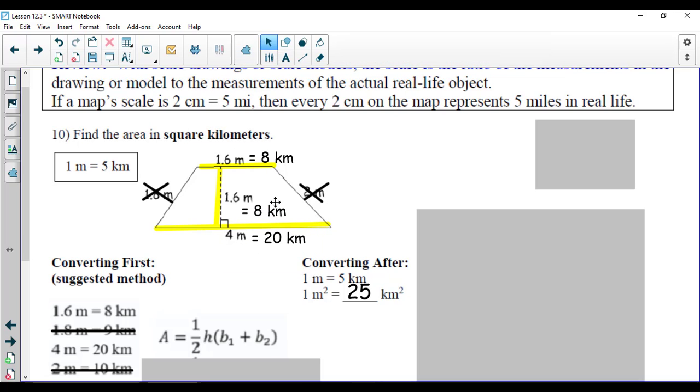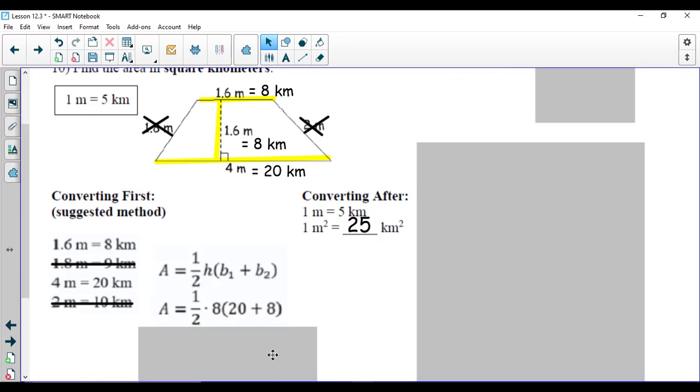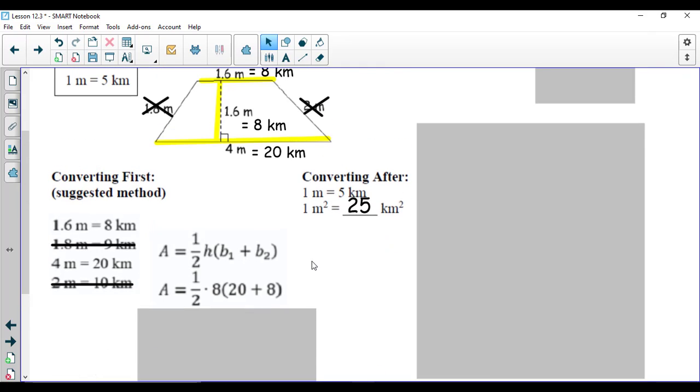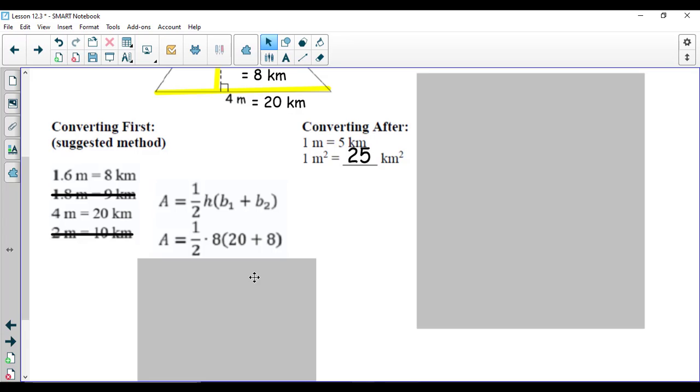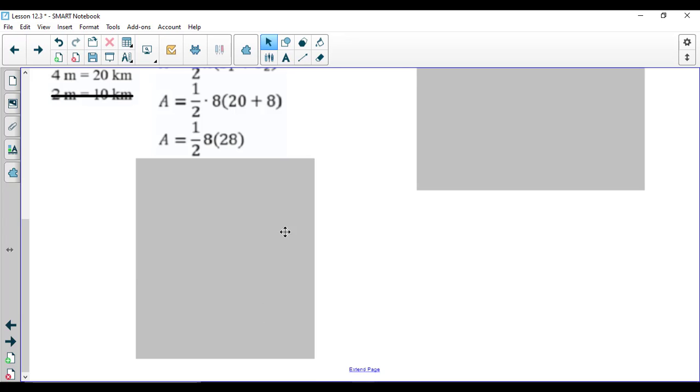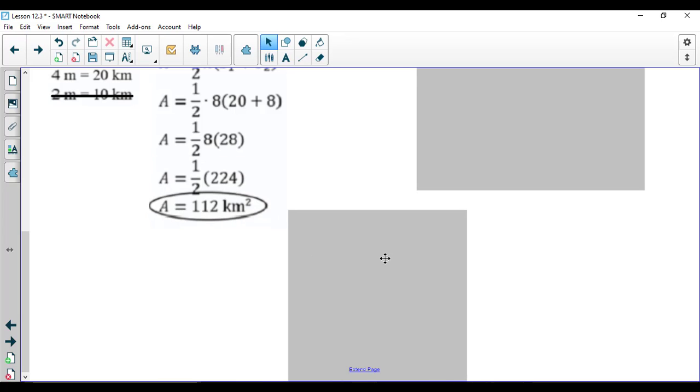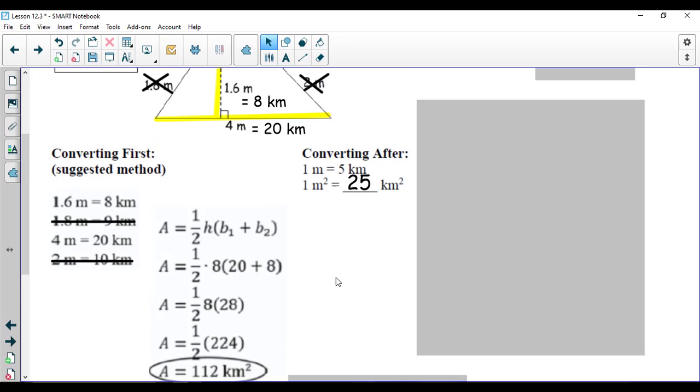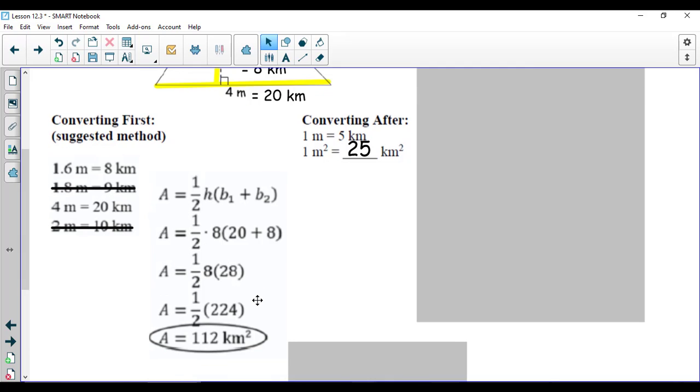So I'm going to do half times the height, which is 8 kilometers. And then in parentheses, my two bases are my two parallel sides. Those are 20 and 8. So I have 20 plus 8 in parentheses. So that will be half times 8 times 28. And that will get us an area of 112 kilometers squared. Again, since my measurements that I plugged into the formula were in kilometers, my answer is in kilometers squared, which is what it asks us for. So we can convert after.